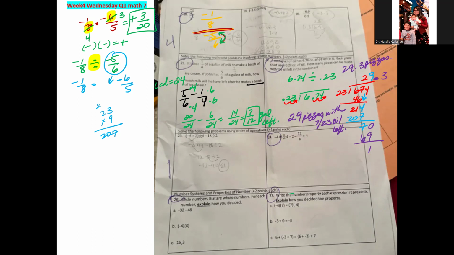You don't want to do 23 times 8. You want to do 23 times 9, because if you subtract it, your number will be too big. It's bigger than 23. Try again. Let me know when you're ready to move on.